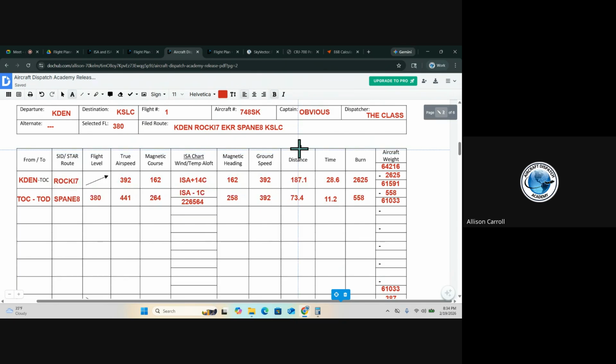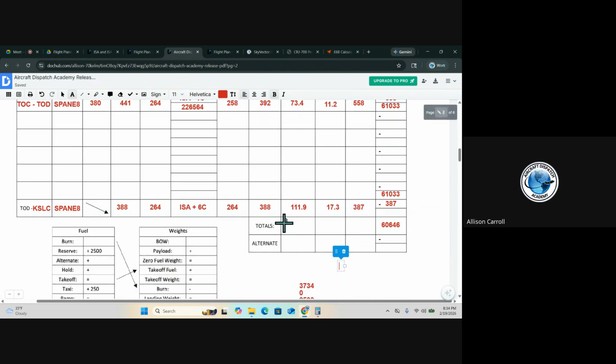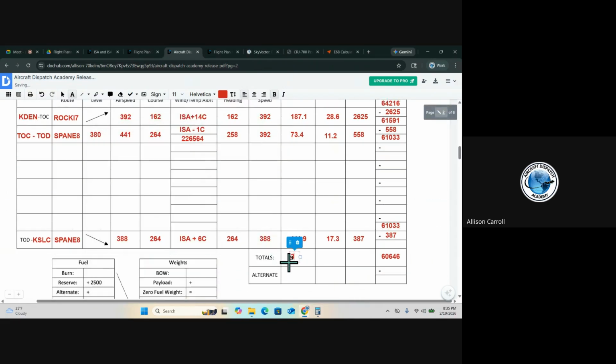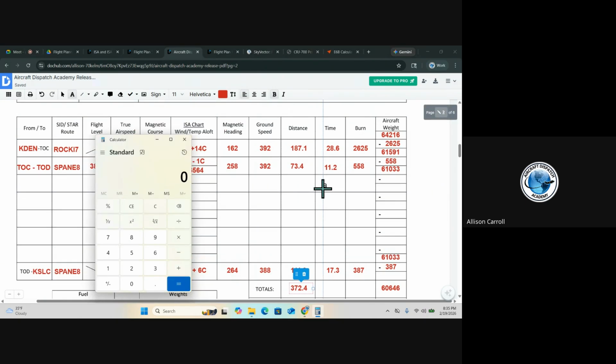Now, what we're going to do is total up these columns right here. So our total for our distance should equal what we have in SkyVector, right? Because the distance is just that same distance. 372.4, which it does. Hey, does anyone remember that padded distance that we figured out at the very beginning? Remember we took our direct distance and multiplied it by 1.1? Does anyone remember that padded distance?